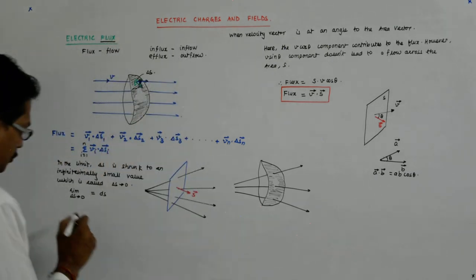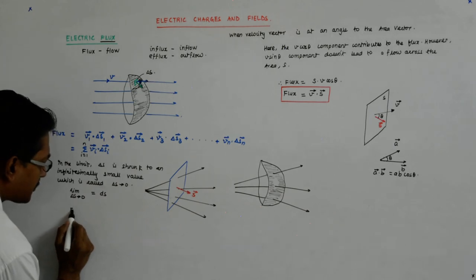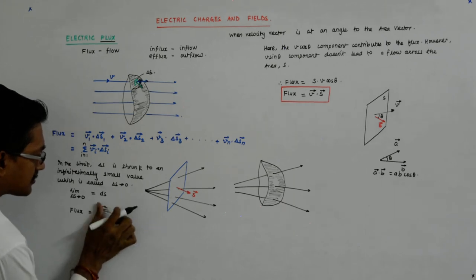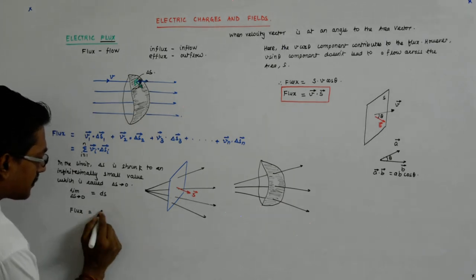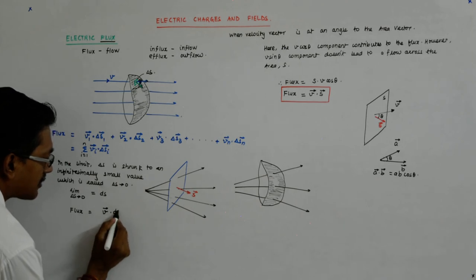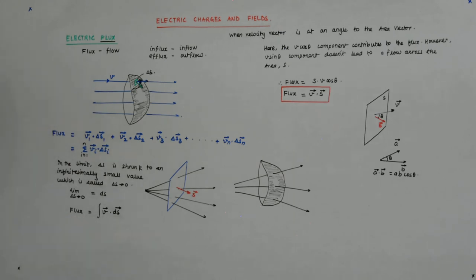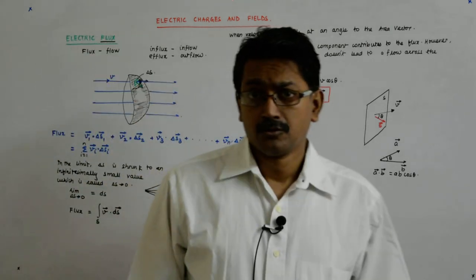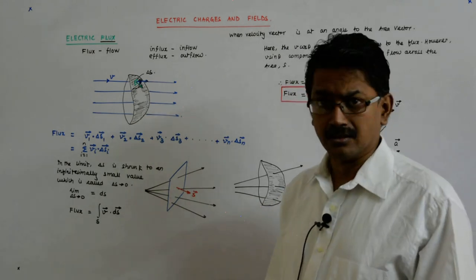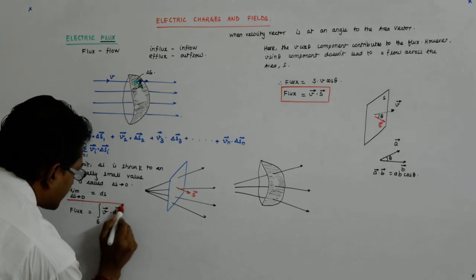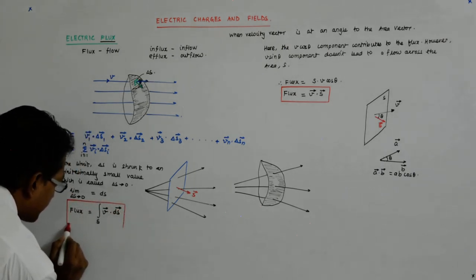Okay? So your flux becomes V dot dS, and you'll have to take an integral over the surface. So I write S here. Okay? So it'll become an integral. The total flux across the surface becomes an integral.